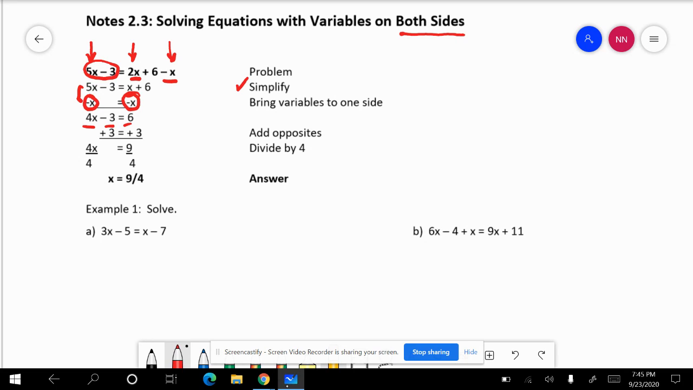This is now a two-step equation where I add the opposite, and then I'm going to divide by 4 in order to isolate the variable. And that gives me my answer 9/4.